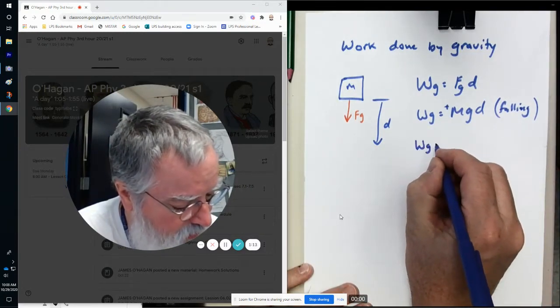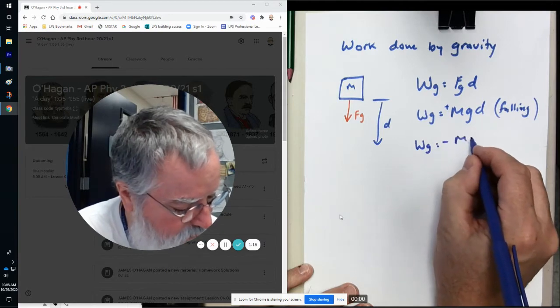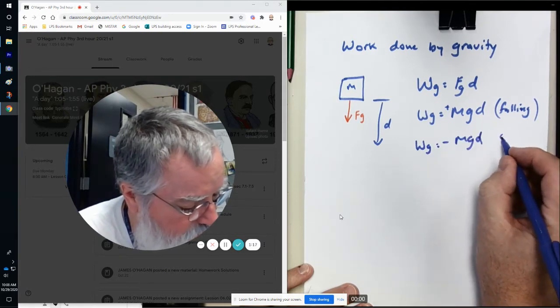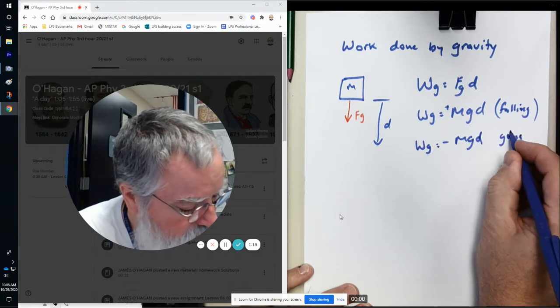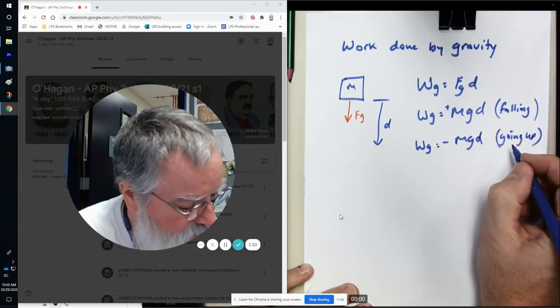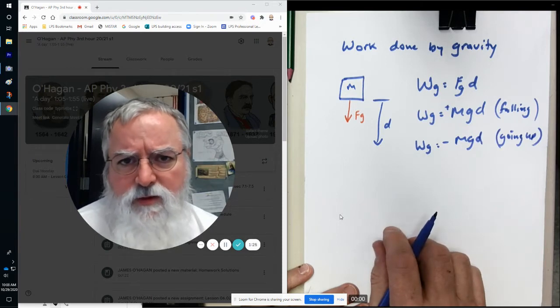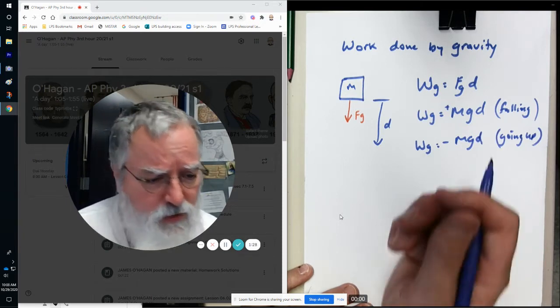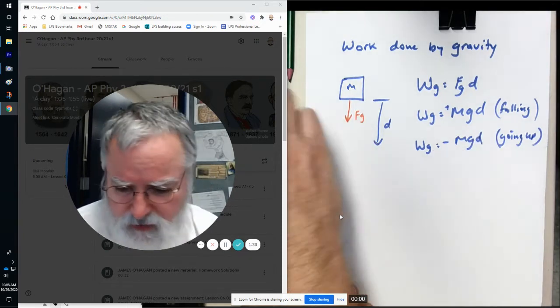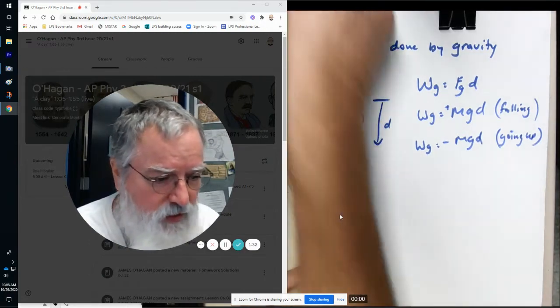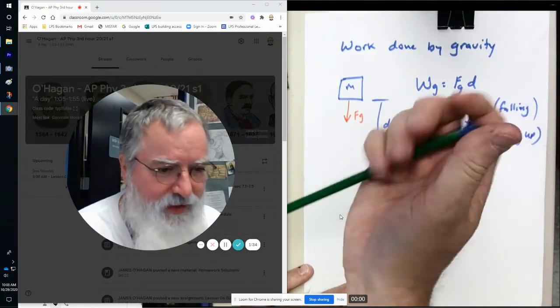Plus if falling. But now if an object's getting shot up into the air, work done by gravity equals minus mgd if it's going up. An example of an object going up under the influence of gravity: I just throw a ball up into the air. I don't have a ball, so I throw a pencil up into the air.